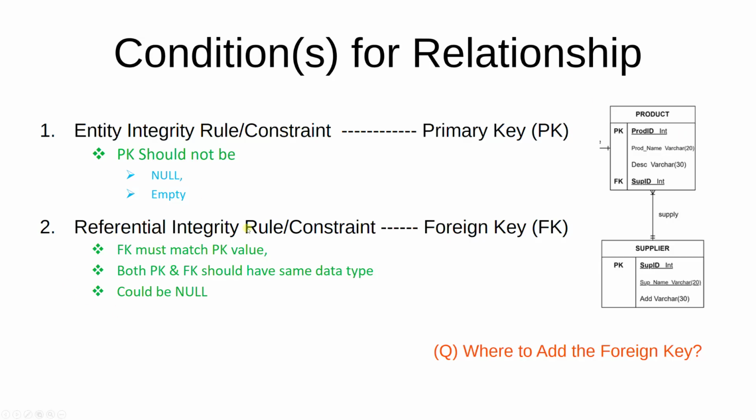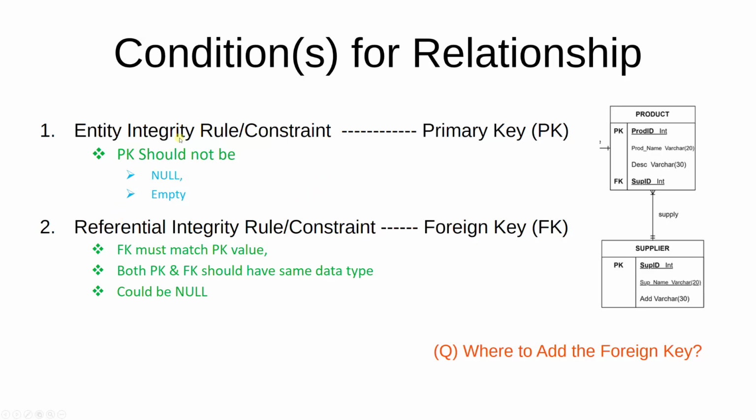And referential integrity constraint means when two entities are connected together in such a relationship that one has a many side and one has a one side. On the many side we will put the foreign key, and that foreign key will be the primary key of the entity on the one side. So supplier ID is the primary key on the one side, and we will take it as a foreign key in the product table, and this is the foreign key.